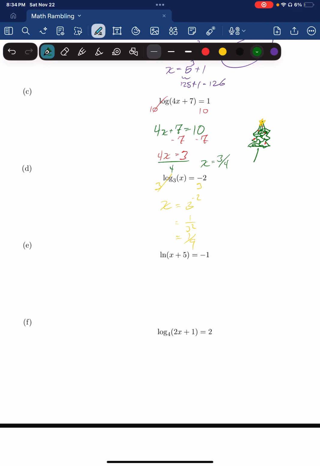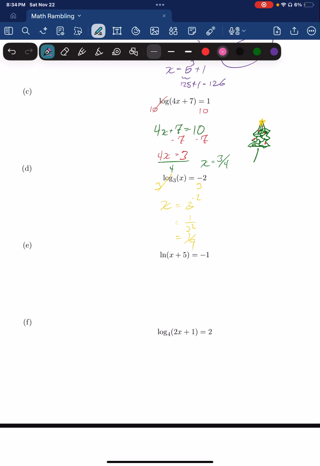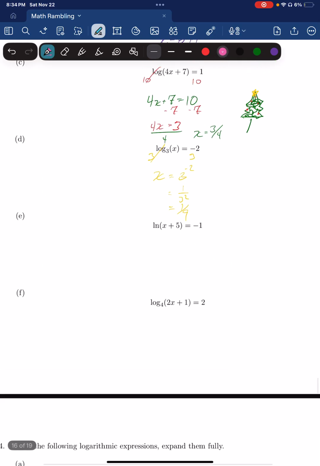Yippee. Yellow I feel like is a bad color. Pink is fine. Okay.